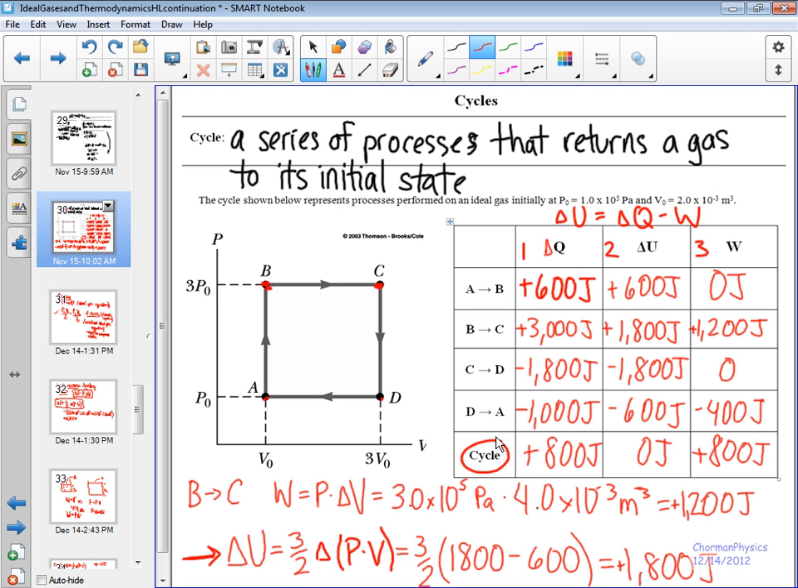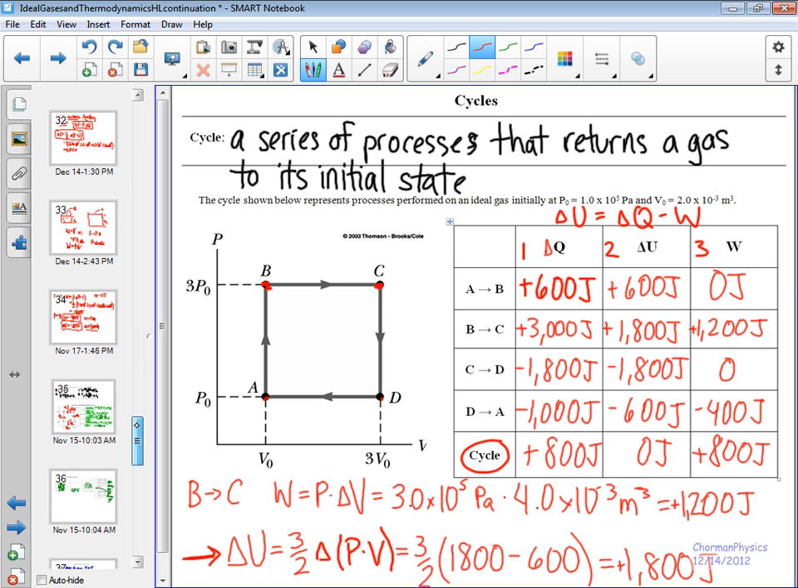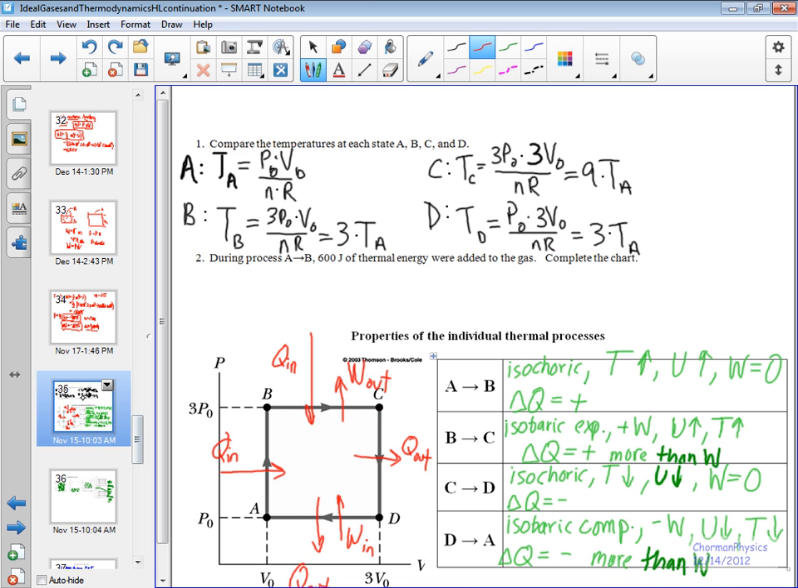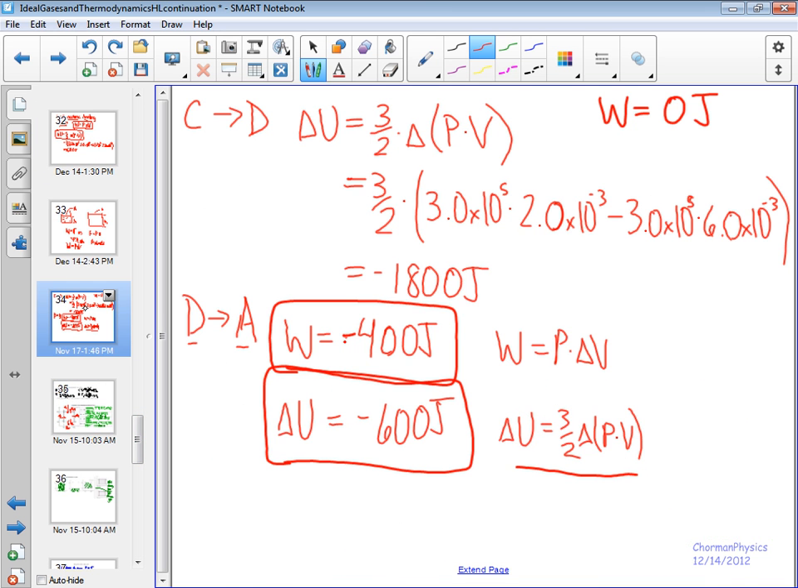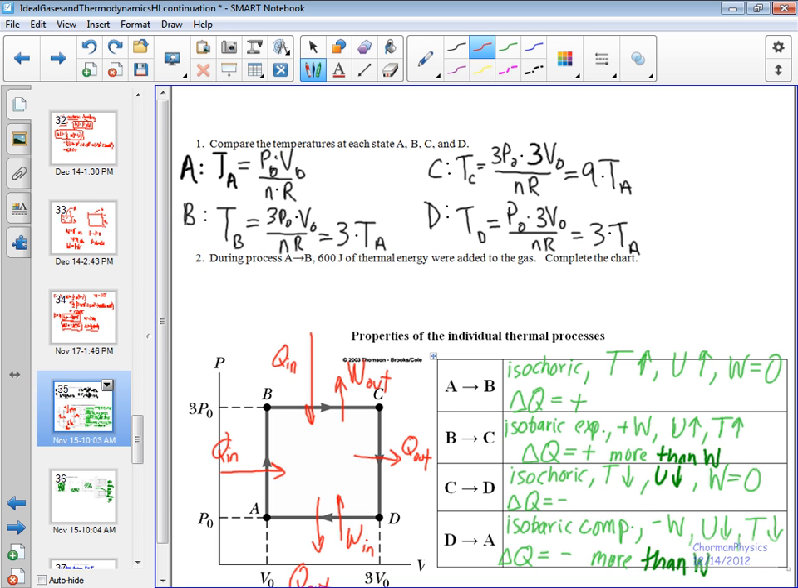Here we're of course assuming that these are all reversible processes, which is not possible, but that we're not losing any heat to the surroundings, and that's why the total thermal energy we put in is equal to the work done by the gas, 800 joules, and those balance out. Okay, and that's it for our thermodynamic system.